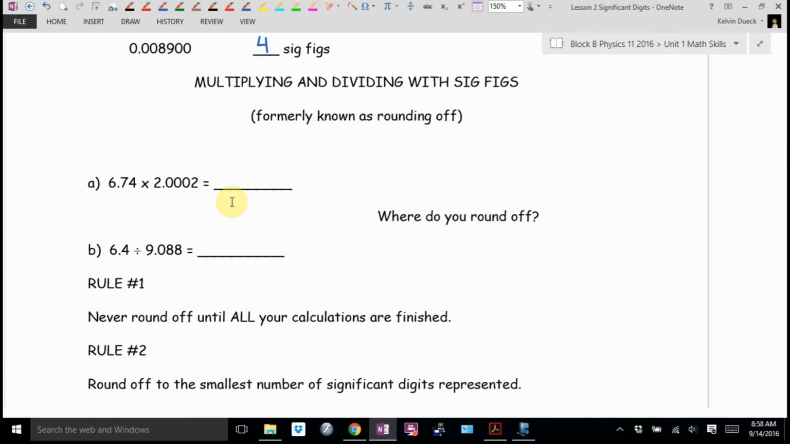Okay? So multiplying and dividing with sig figs, what you used to call rounding off, now we're going to call it sig figs. That times that. The first thing you're going to do is type it as is on your calculator. So get your calculator out.